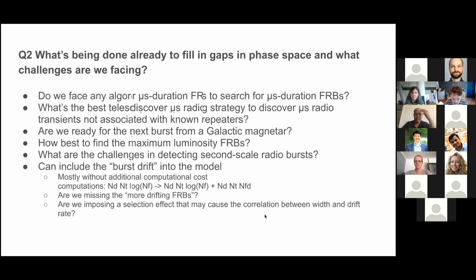So do we face any algorithmic challenges to search for microsecond duration FRBs? I would want to hear from other people about this, but I think the interferometers are currently not capable of doing this, but the single dishes can. So maybe we can talk about this a little bit, and what would be good targets to search. And another issue is, well, it's the same issue: do we point to known repeaters, or do we want to do this blindly? What's going to be our strategy?